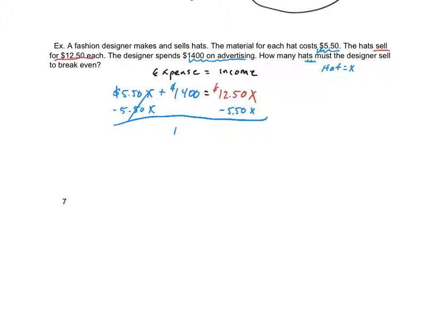And that is going to give me $1,400 is going to be equal to 7x, because 1250 minus 550 is going to give me 7. And then when I do my division, divide both sides by the coefficient, and it looks like x is going to be 200. So how many hats must the designer sell to break even? I believe 200 hats is the magic break-even point.